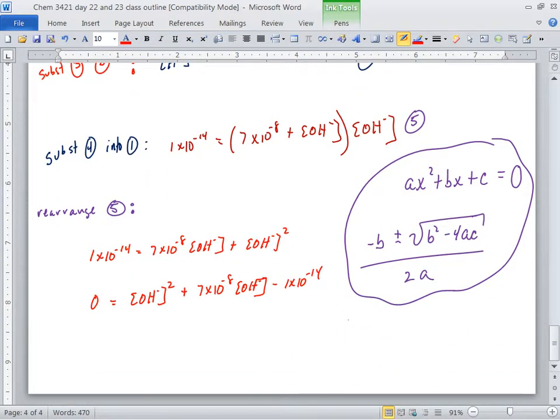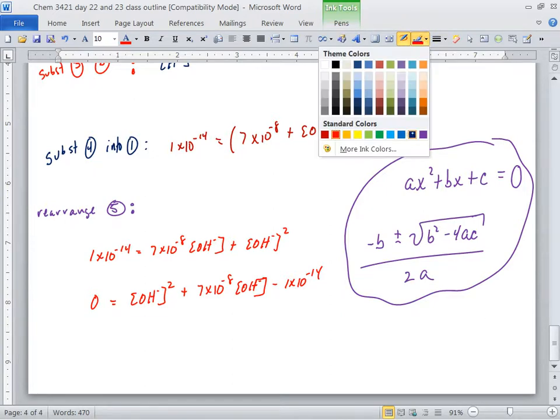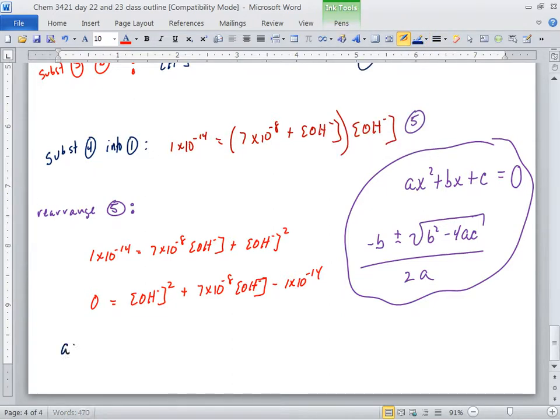Okay, so I have my little A, B, and C here. See if you got the same ones. My little A is 1. B is 7 times 10 to the negative 8. C is a negative 1 times 10 to the negative 14. Right? Does that make sense what I did?